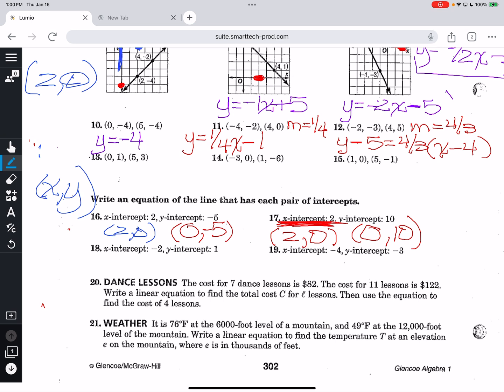You have to put it in the slope formula. You're given ordered pairs. We're on 16. Negative 5 minus 0 over 0 minus 2, so it's positive. It will end up being 5 over 2. And then you've got to pick one of those two points and work it to see what the equation would be.